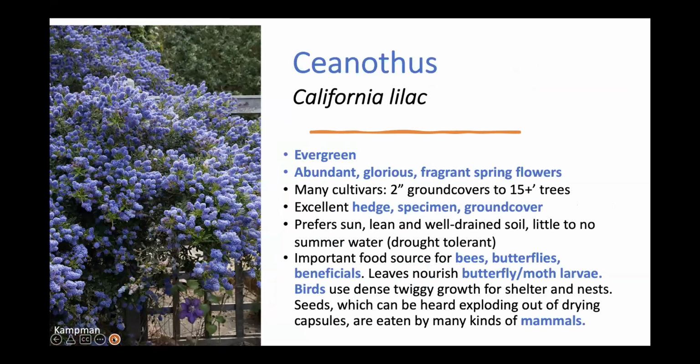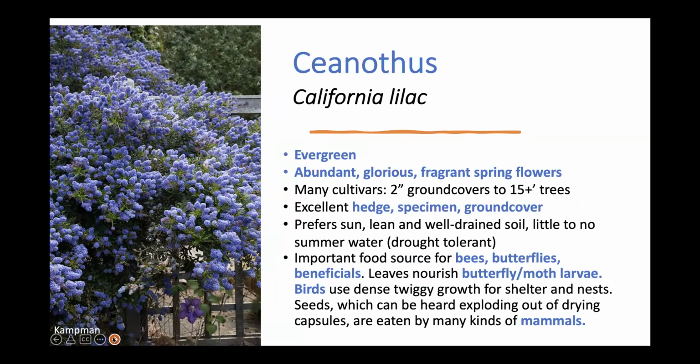And then, of course, there's our lilacs, the Ceanothus, of which there are many, and you've probably seen these around. Some are blooming right now. Most have passed blooming. They're spring bloomers. They're evergreen. They are absolutely glorious plants. I mean, come on, look at that color, right? It's just so gorgeous. There are many cultivars, from little ground hugging 2-inch plants to, you know, 15 or taller foot trees. They make outstanding hedges or just knock out focal points or ground covers.